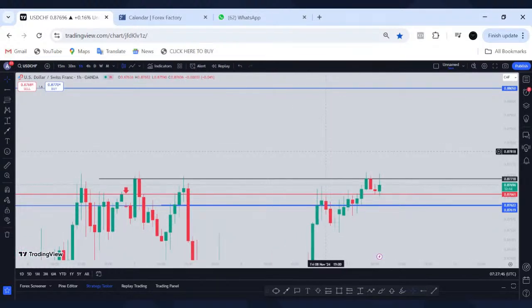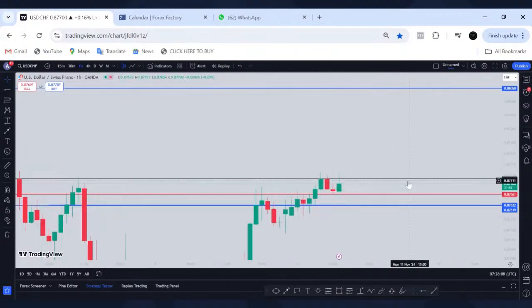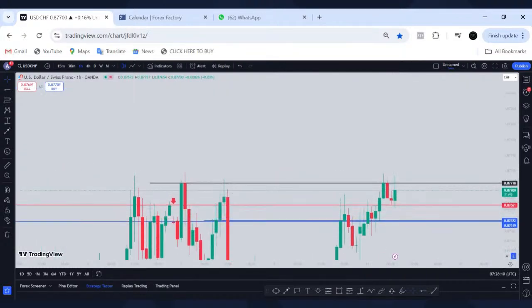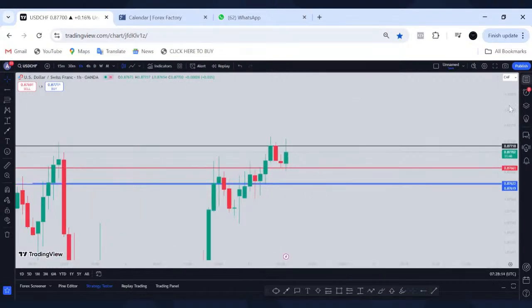So we are waiting. I'm just going to wait for the H1 candle to close, because we're having a lot of rejection candles over here, which is not going to be advisable.